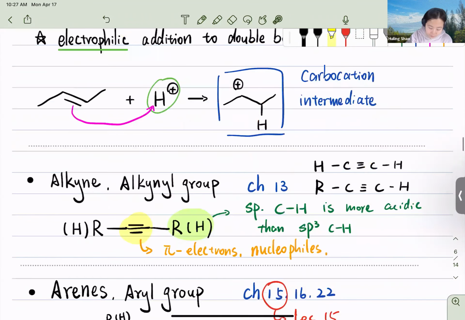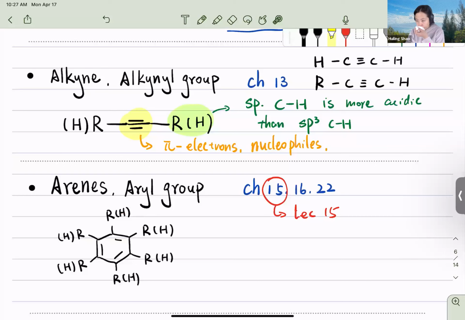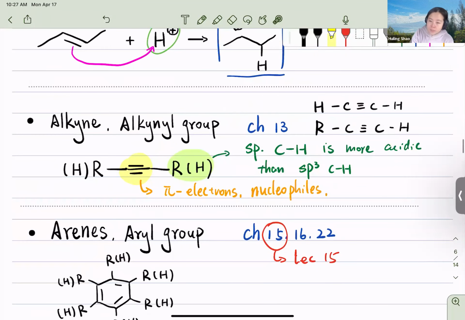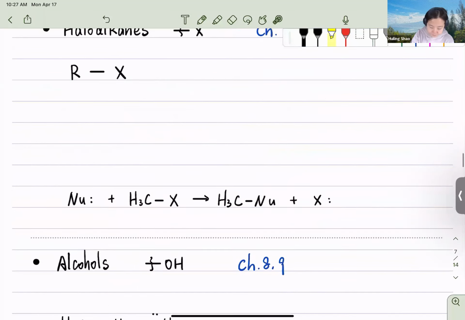And for aromatic stability, the resonance structure is one factor, and we will talk more about arenes in lecture 15, so stay tuned. All right, so I'll take more questions after 11:50, and let's just move on to look at some other functional groups.